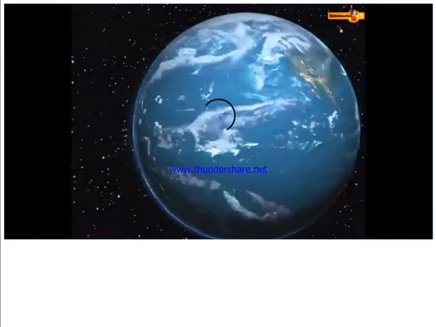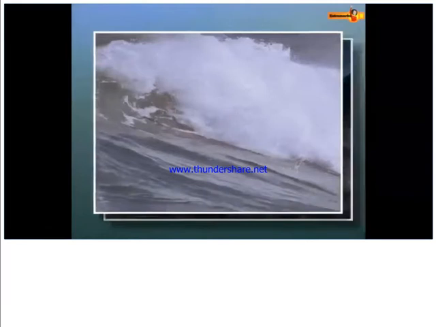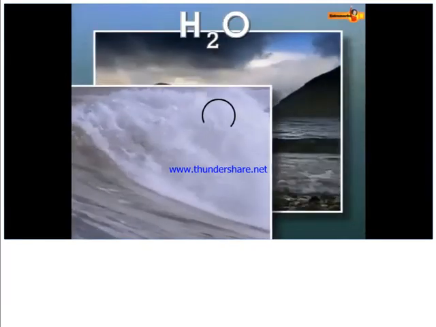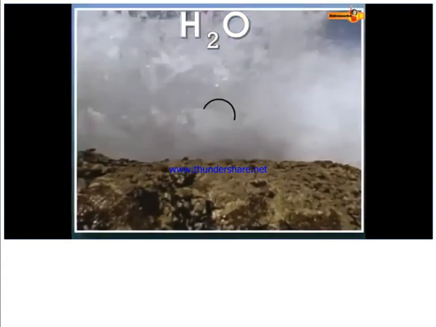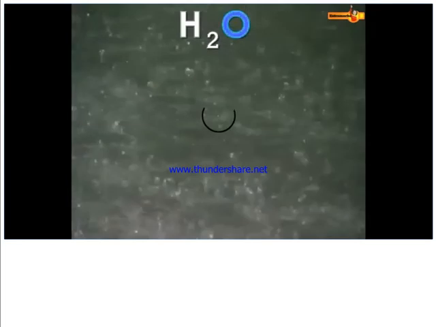Water covers about 71% of Earth's surface. It is a chemical compound whose chemical formula is H2O, which means that water is made up of two elements, namely hydrogen and oxygen.